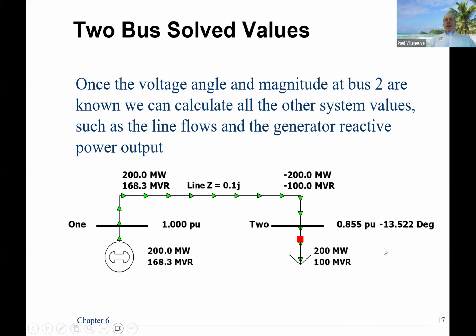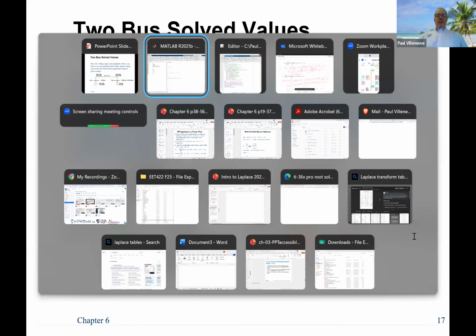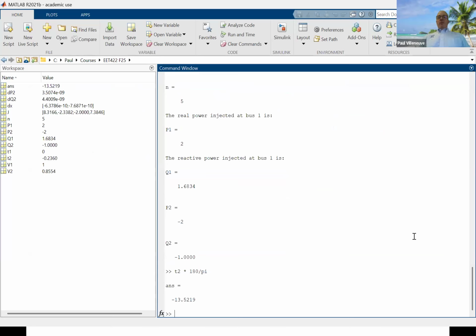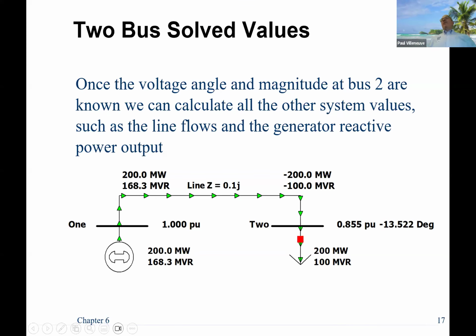So just to double check, my magnitudes are the same. Let's check if that angle T2 is correct. So I'm going to take T2 and multiply it by 180 over pi: negative 13.52, negative 13.52. Close enough.